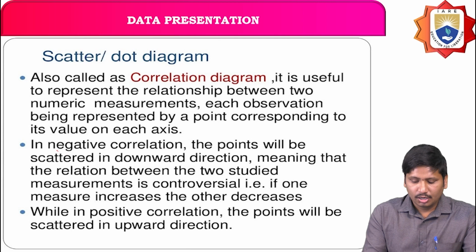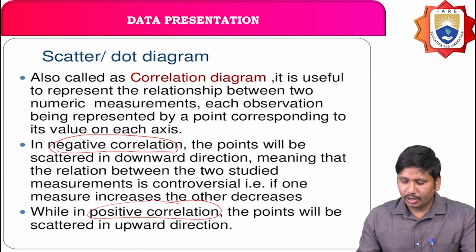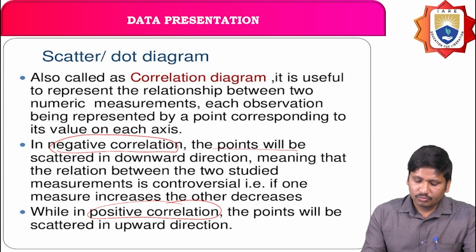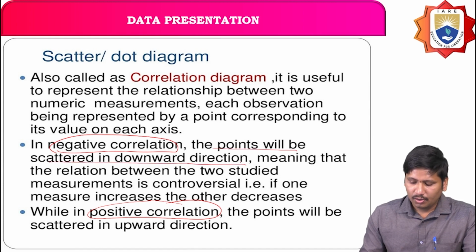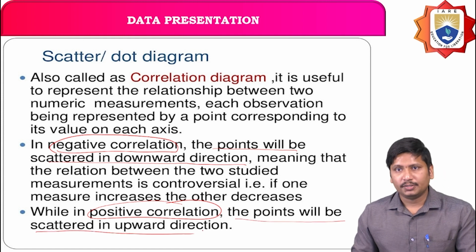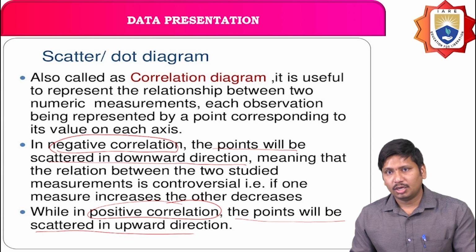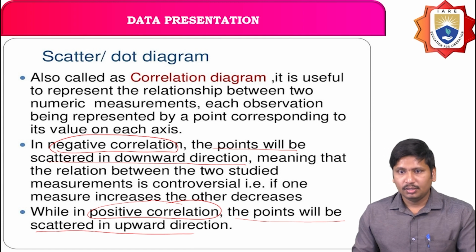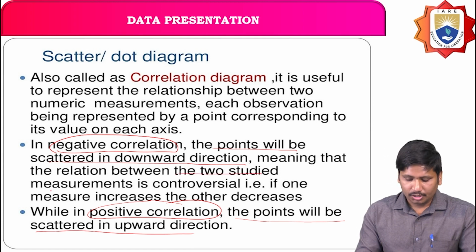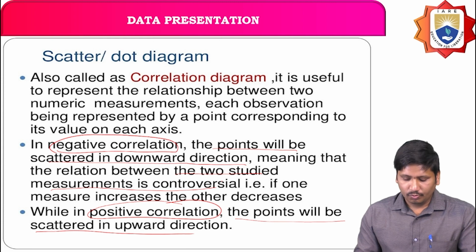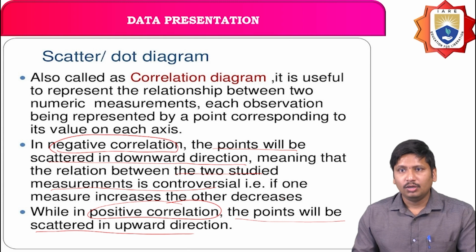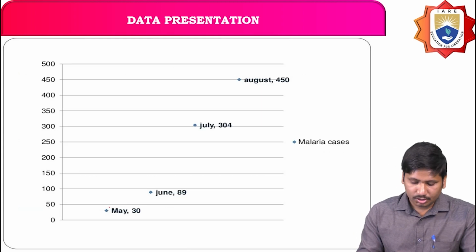The first one is negative correlation, and the other one is positive correlation. In negative correlation, the points will be scattered in a downward direction, whereas in positive correlation, the points will be scattered in an upward direction. So negative correlation means downward, and positive correlation means upward, meaning that the relation between the two studies is contraventional. If one measure increases, the other decreases. That should be the scatter diagram or dot diagram. So this is the simple view.